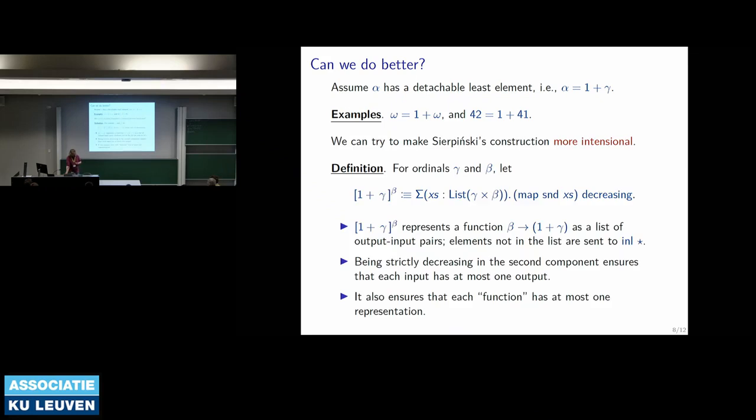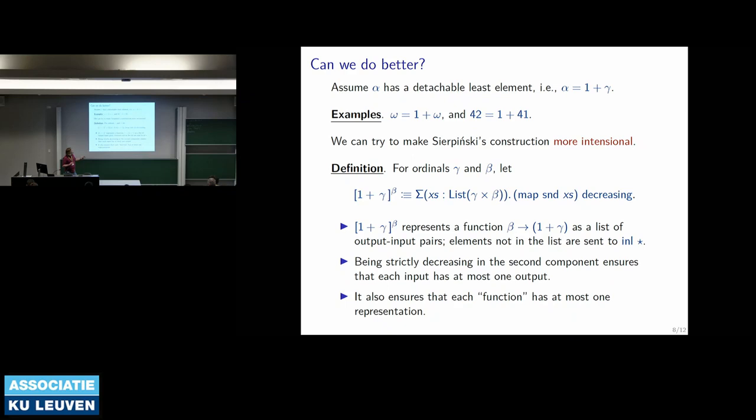Okay, so let's see if we can make the Pinker construction a little bit more intentional. So this is what we came up with. We have ordinals gamma and beta, and then rather than looking at all the functions with finite support, we're looking at the graph of the function, basically. So we take all the lists of gammas and betas, and we say that these lists have to be decreasing in the second component, right?